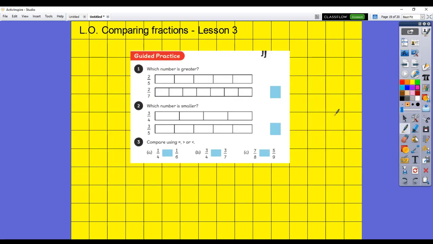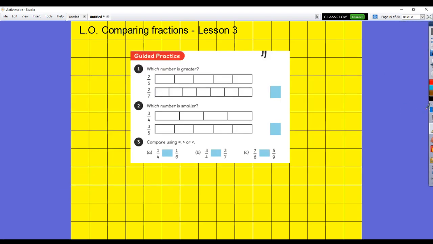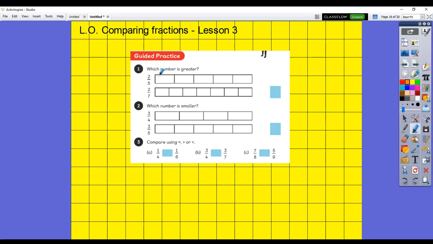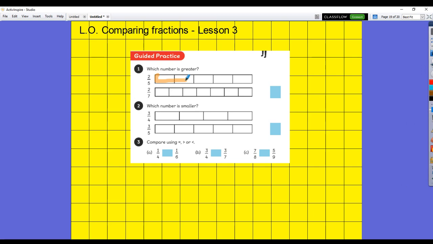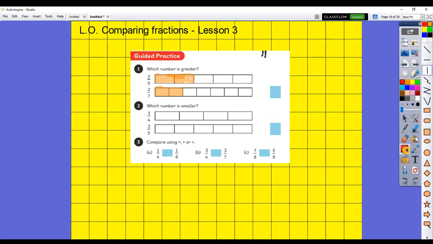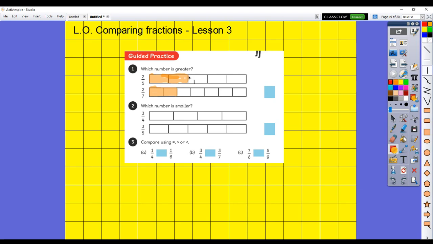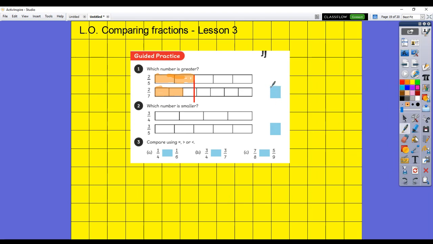Okay, so which number is greater, 2/5 or 2/7? So I'm going to shade in my 2/5. Okay, and then I'm going to shade in my 2/7. So it's really important that you use the shading to help you, and in a bar model so it can help you, and also comparing it on the fraction wall. Okay, so 2/5 or 2/7. So we can clearly see, I'm going to get my ruler anyway, this makes it nice and accurate. Okay, that 2/5 is greater than 2/7.